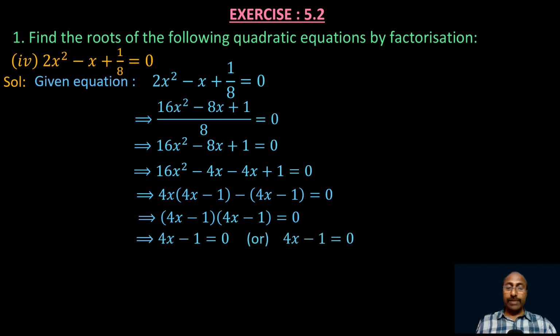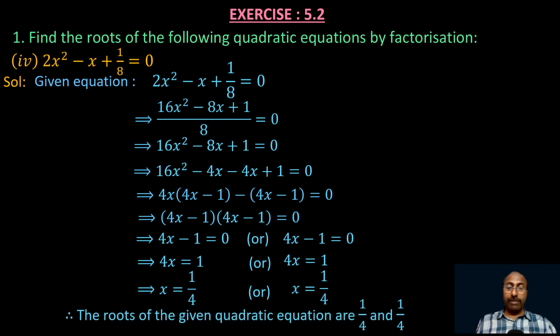So either 4x minus 1 equal to 0 or 4x minus 1 equal to 0, that is 4x equal to 1. That implies we can write x equal to 1 by 4. Okay, students. So the roots of the given quadratic equation are 1 by 4 and 1 by 4. That is, in this case, the roots of the given equation are equal. Okay, let us take the fifth one.